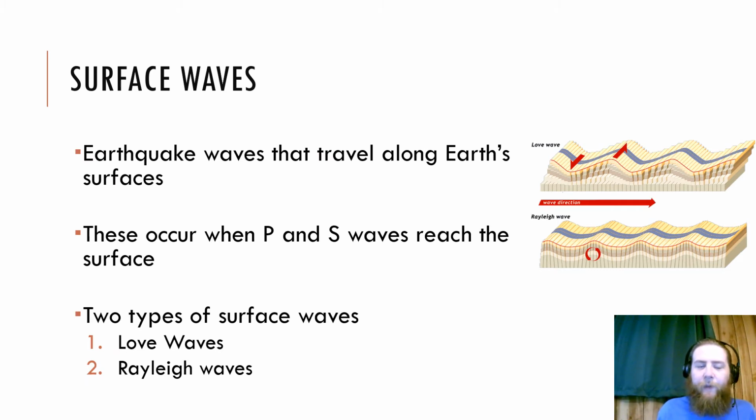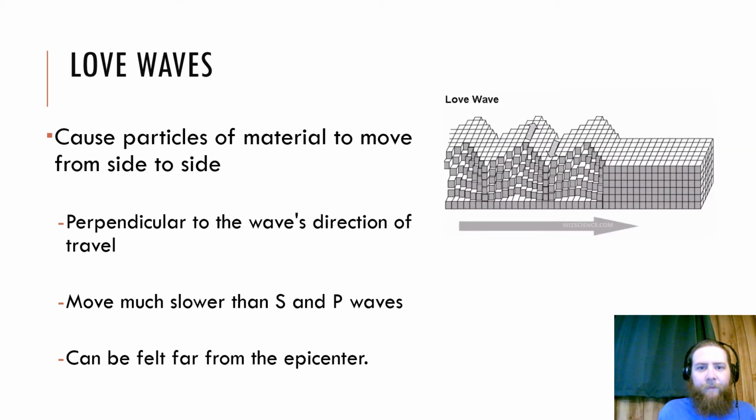So when these waves reach the surface, they no longer are body waves. These turn into surface waves. There's two types: there's Love waves and there's Rayleigh waves. These are body waves that have reached the surface of the Earth and now turn into surface waves. Love waves cause things to move from side to side. These are moving perpendicular again, but they're going sideways instead of up and down.